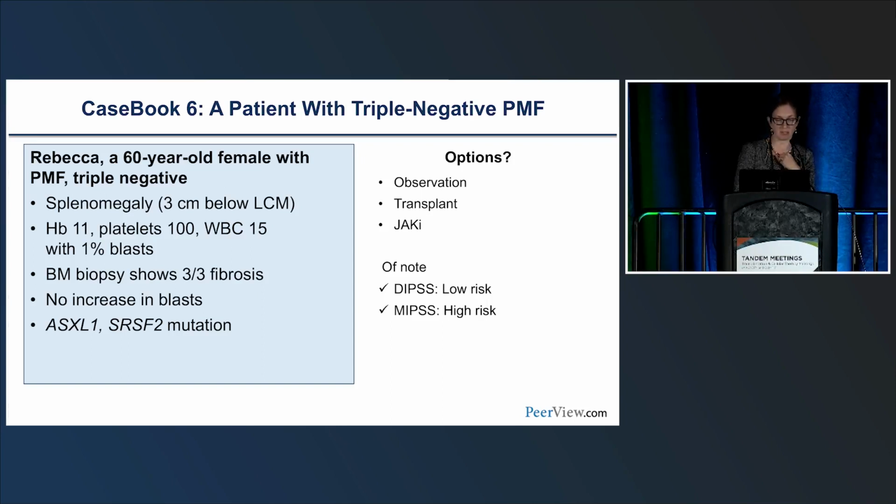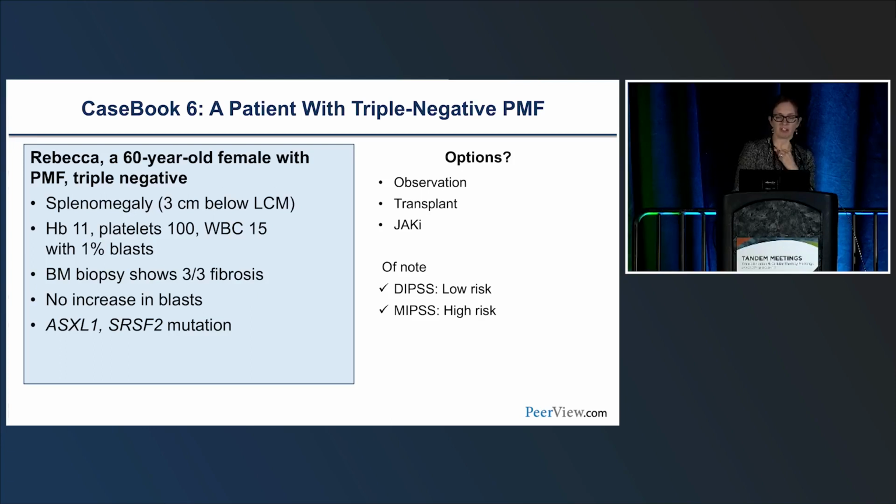she does not have a driver mutation. She has splenomegaly at 3 centimeters below the left costal margin, hemoglobin of 11, platelets of 100, white blood cell count of 15 with 1% blasts. Bone marrow biopsy shows 3 out of 3 fibrosis. She has no increase of blasts in her marrow, to clarify. She has an ASXL1 and an SRSF2 mutation.